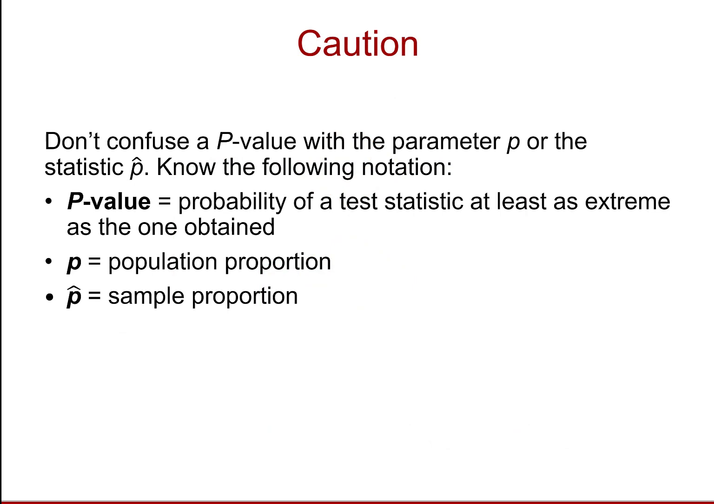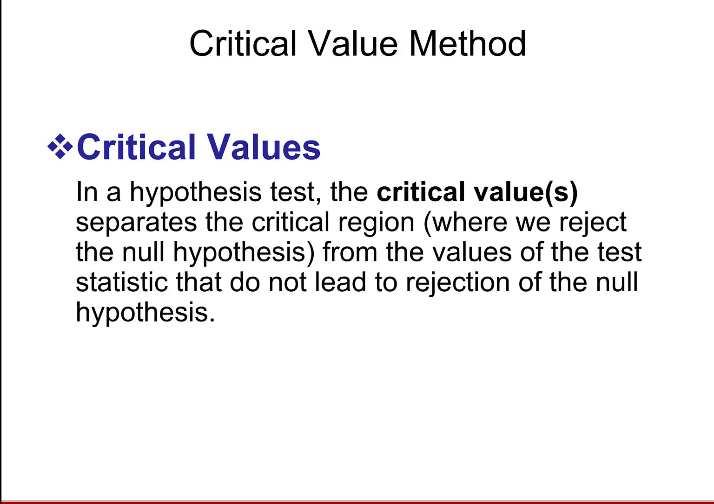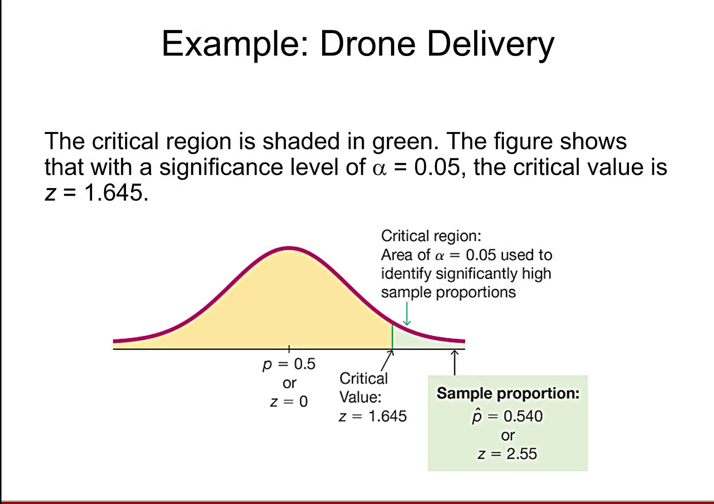Don't confuse a p-value with the parameter p or the test statistic p hat. The P-value, and we're going to use a capital P to differentiate it here, is the probability of a test statistic at least as extreme as the one obtained given the null were true. Lowercase p is the population proportion, and p hat is the sample proportion. And the critical values actually designate where the critical region or rejection regions begin on the distribution.